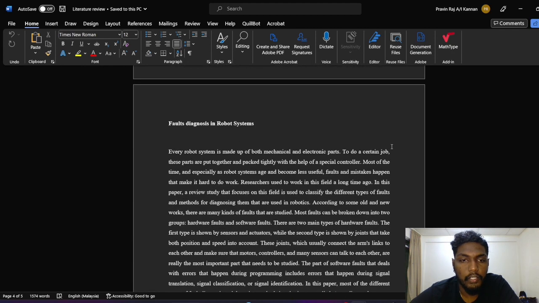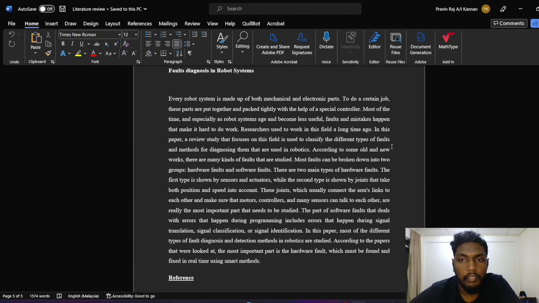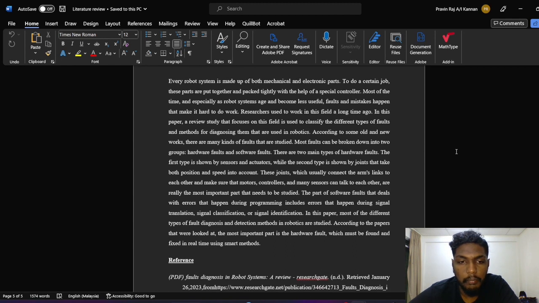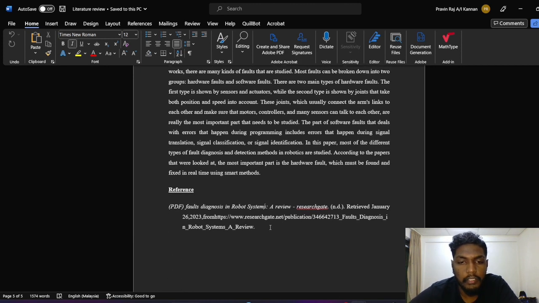And the last one is fault dynamics in robot systems. To do a certain job, these parts are not put together and packed tightly with a special controller. Most of the time, especially in robot systems, they become less useful. Faults happen and make it hard to work. Also, according to some old work, many kinds of faults have been studied. These joints usually connect the arm links to each other and make sure the motor, controller, and many sensors can talk to each other, and they are the most important part that needs to be studied in this theory. According to the papers that we have looked at, the most important part is the hardware fault, which must be found and fixed in real time using methods. And also, these are the references they take from.